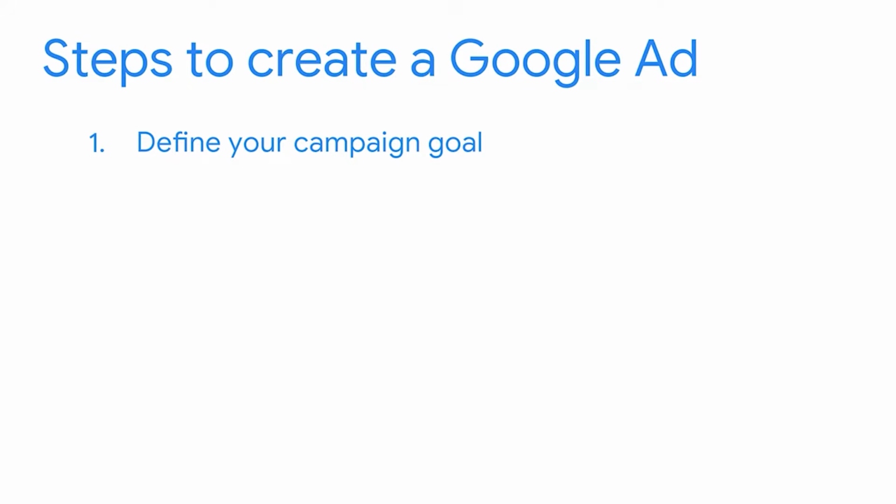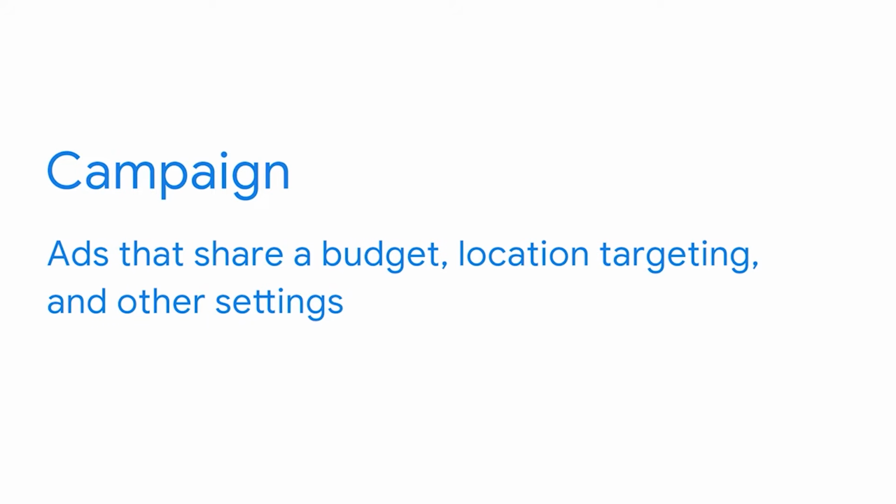The next step is to choose your ad campaign type. This determines where your ads will show and what they will look like. The word campaign has a specific meaning in Google Ads. Campaigns are ads that share a budget, location targeting, and other settings.